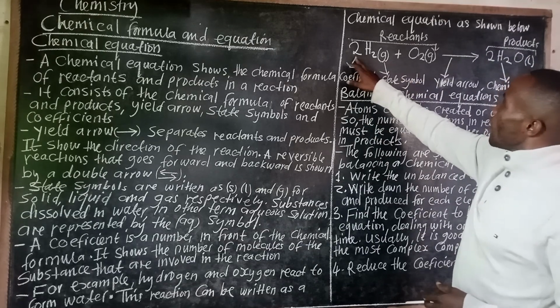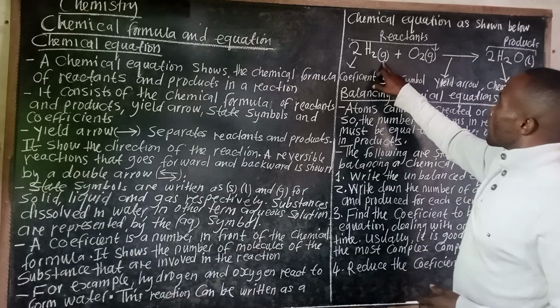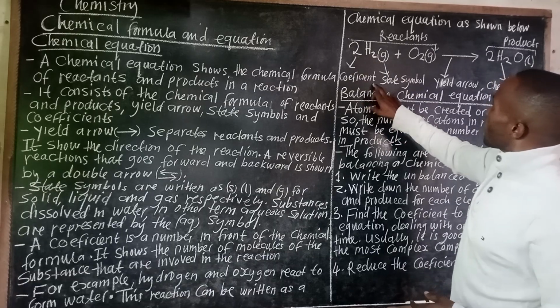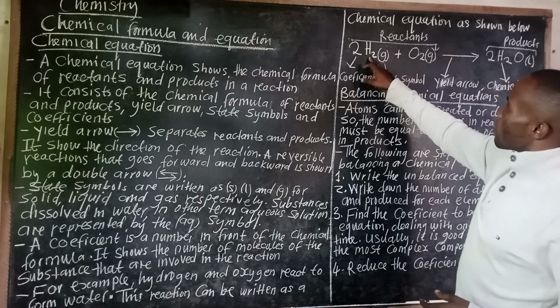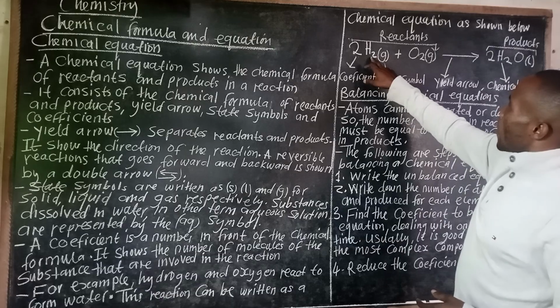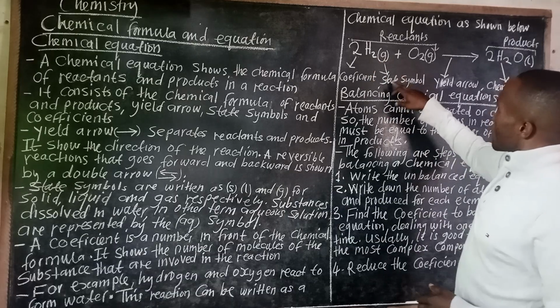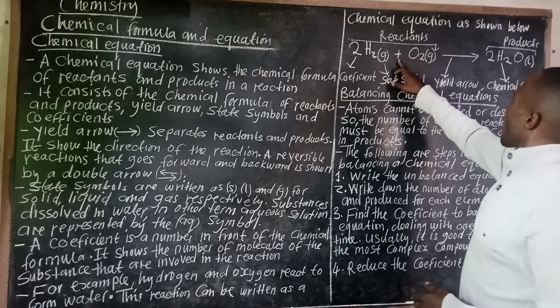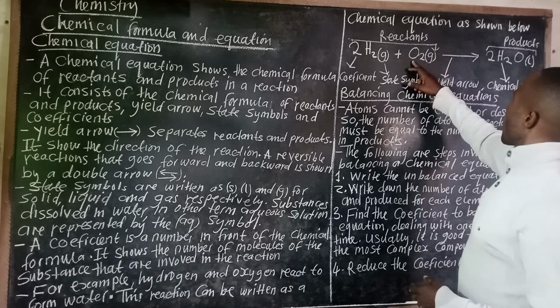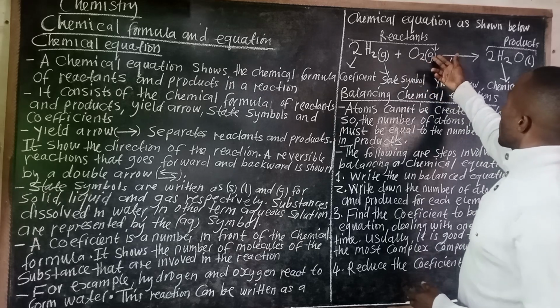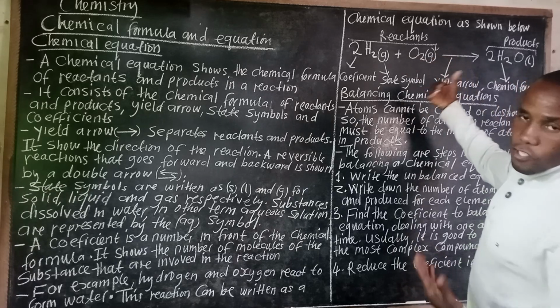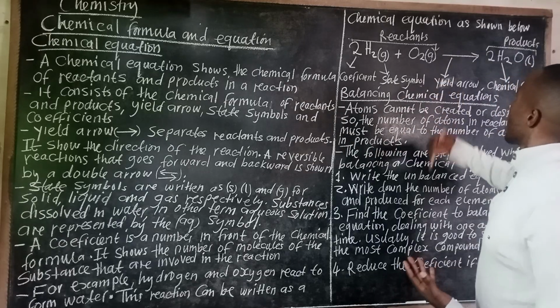So 2H2, we have the state symbol there. 2 is the coefficient, then 2 molecules of hydrogen gas. Then (g) is the state symbol, which is gas, plus oxygen, O2. Then we have gas again, (g) represented, the state symbol there is gas.